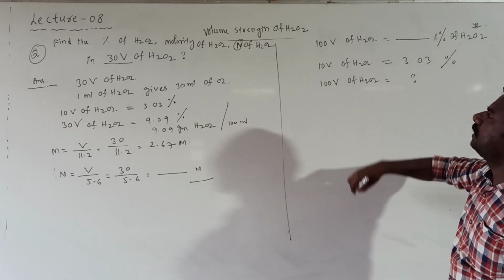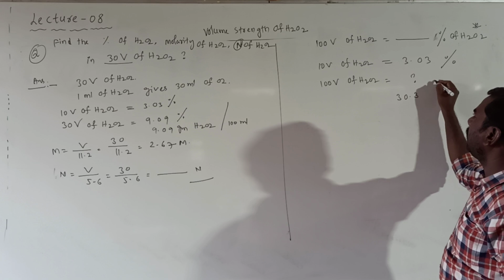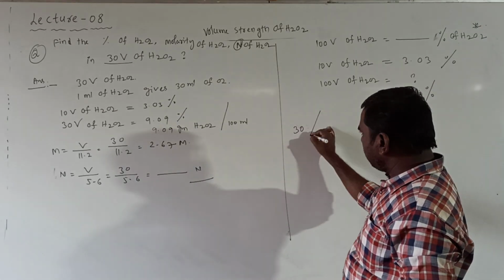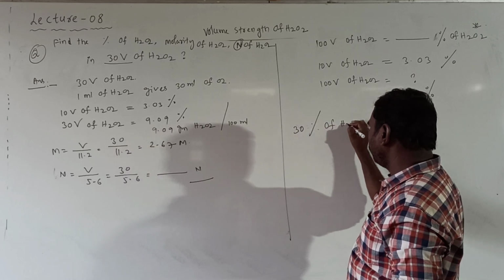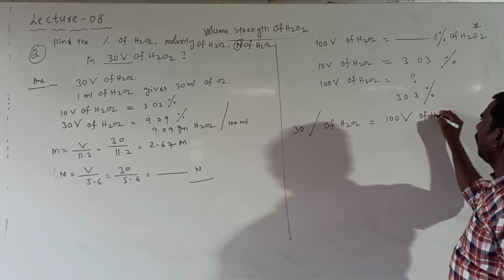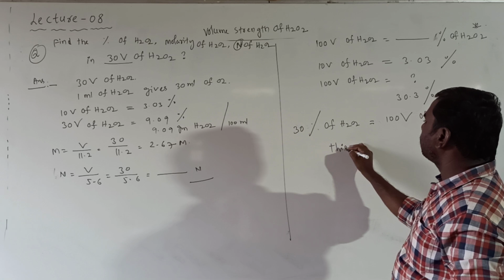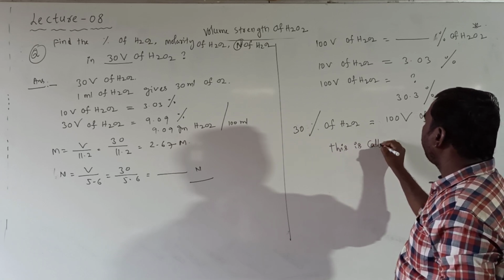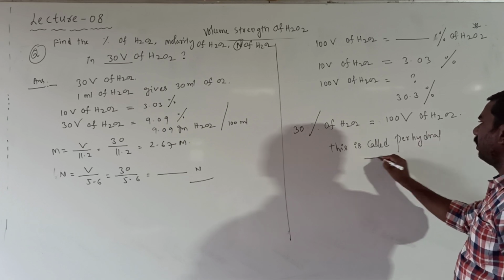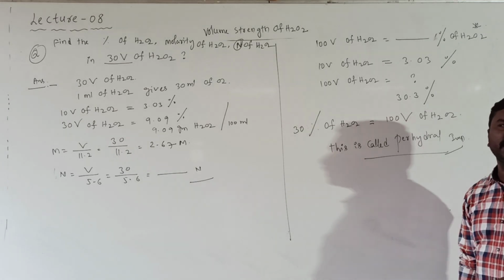100 is totally 10 times, so the answer will be 30.3%. It means 30% H2O2 is equal to 100 volumes of H2O2. This is called perhydrol. What is that? Perhydrol. Important, already given in the previous explanations, right?